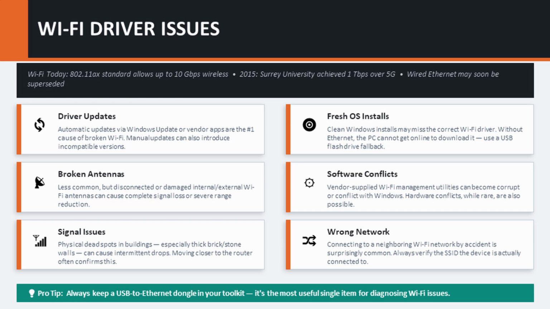Fifth is signal issues. Dead spots caused by building materials, distance, or interference are more common than people expect. Sometimes simply walking to the next room confirms the diagnosis. And sixth, connecting to the wrong network. This happens with surprising regularity and is always worth checking first.